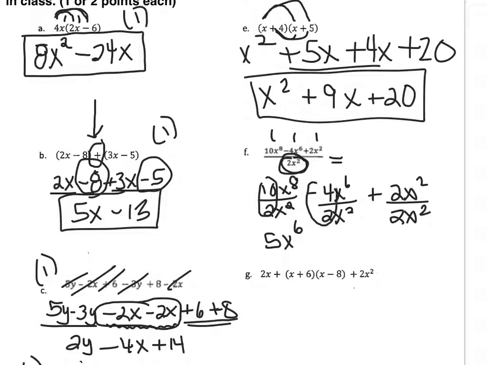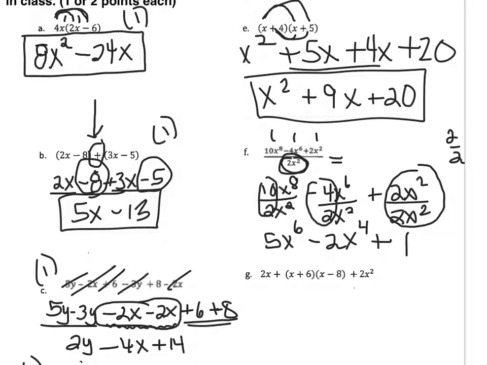Negative 4 divided by 2 is negative 2. X to the 6th divided by x squared, 6 minus 2 is 4. You get x to the 4th. Many of you just kind of left this last term off, thinking that it canceled out and made 0. Be careful. 2x squared divided by 2x squared is no different than 2 divided by 2.